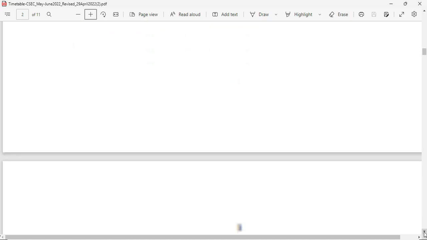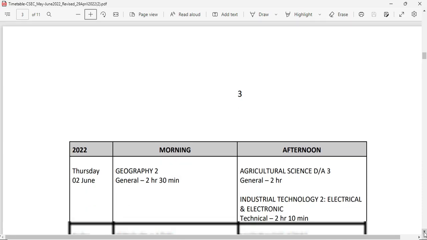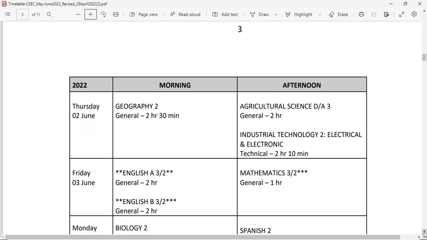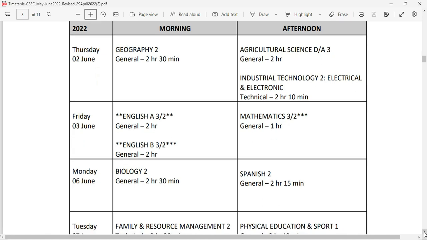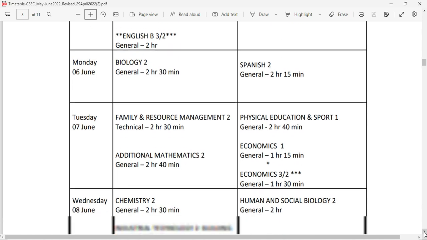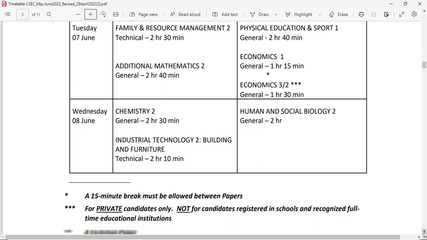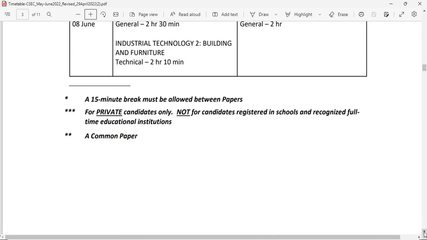I want to say to those persons who are doing Biology and Human and Social Biology, it's very important for you to have a good grasp of the feedback mechanism. It's also very important for you to have a good grasp of hypertension. You also want to have a good grasp of diabetes. You have type 1 and type 2, so you want to make sure that you know these entering the exams. I don't think the exam is going to be all that difficult.